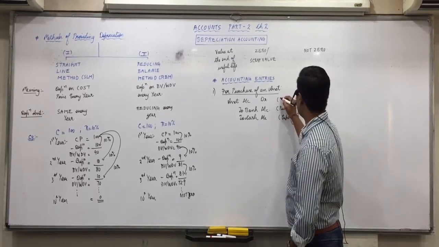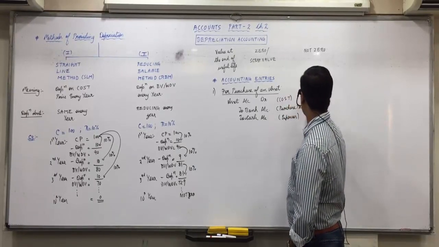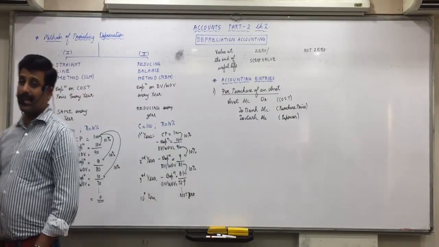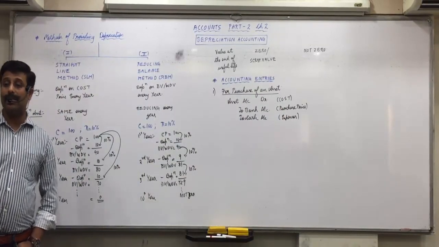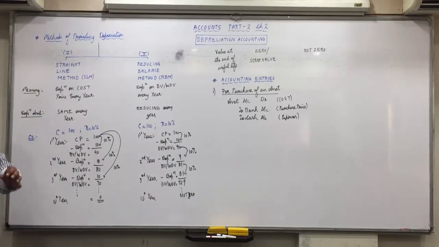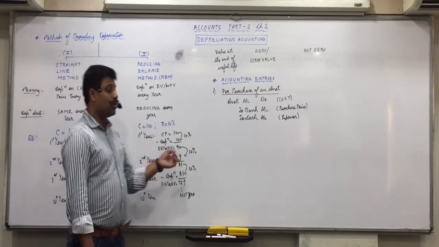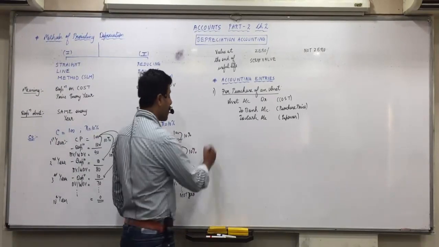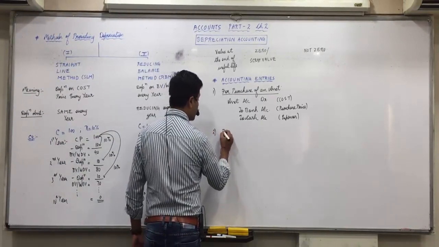Purchase price plus expenses will be the total cost of asset. Did you understand this? So first entry for purchase of an asset, asset account debit with the total cost, to bank account with purchase price, to cash account with expenses. Any doubts in this?